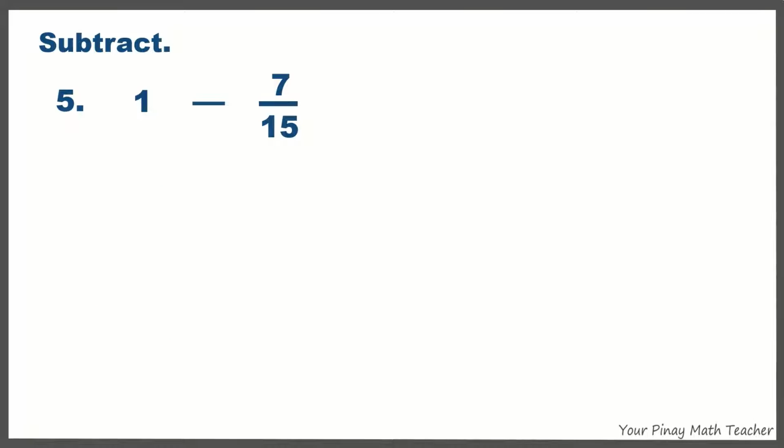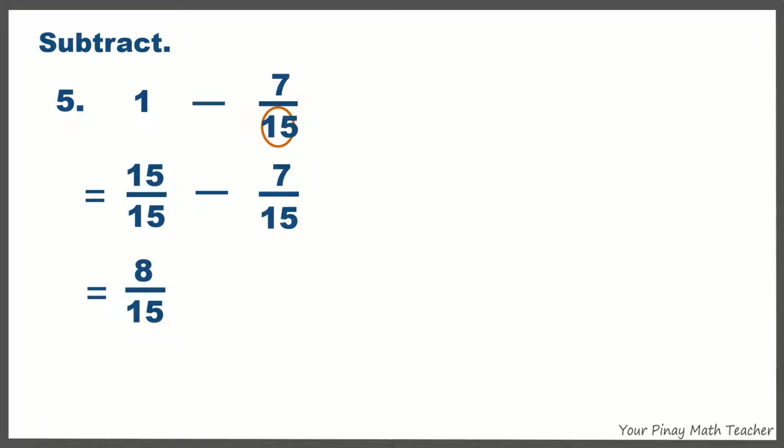Number 5. 1 whole minus 7/15. 1 whole is divided into 15 equal parts, thus it can be renamed as 15/15. Minus 7/15, we get a difference of 8/15.